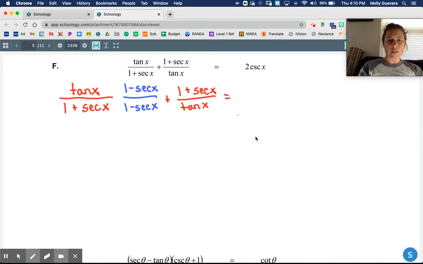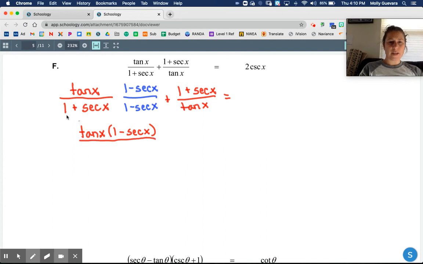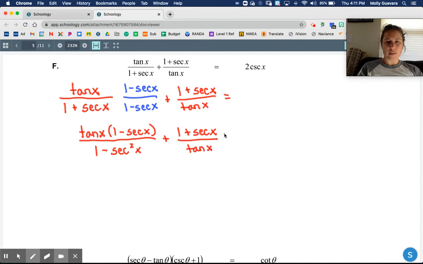I shouldn't write so big because I know this one's long. I'm not going to actually multiply this out. I'm just going to leave it together. So tangent of x times 1 minus secant of x. Remember, when you multiply by conjugates, the 1's square, and then it's minus the secant squared. And then I have plus 1 plus secant of x over tangent of x.